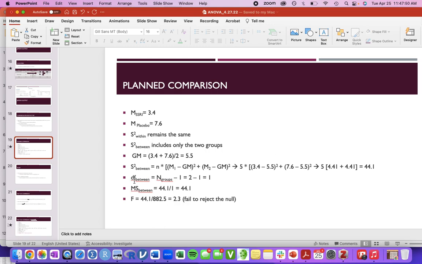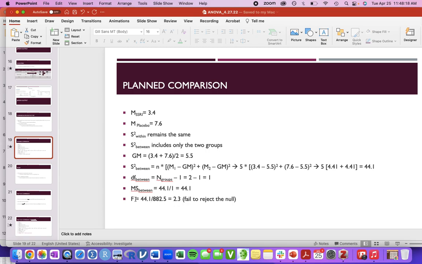Again, our DF between is going to be calculated in the exact same way. So the number of groups minus 1. And same with our variance between, or our MS between. So we're just going to divide this number by that number. When it's written out this way, I think it can actually be a little bit more confusing, but I promise you, if you go through all of the steps that we went through when we were comparing 3 groups, it'll come out the exact same way.